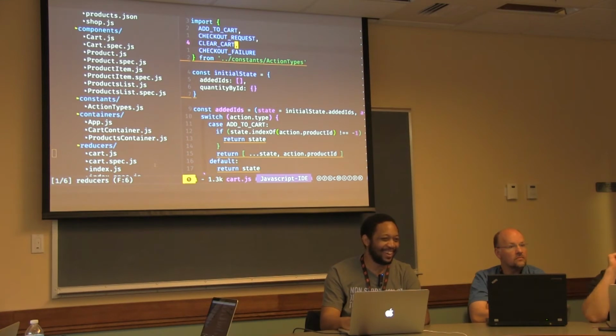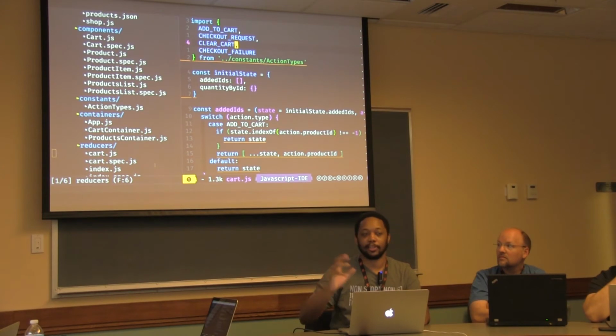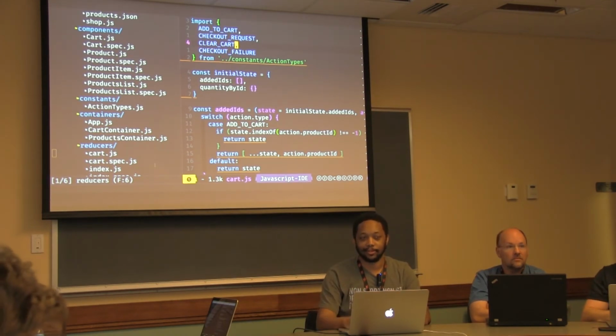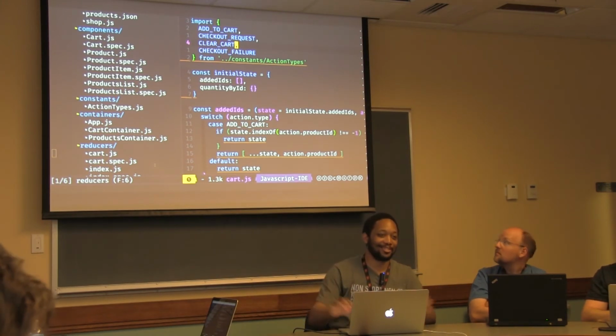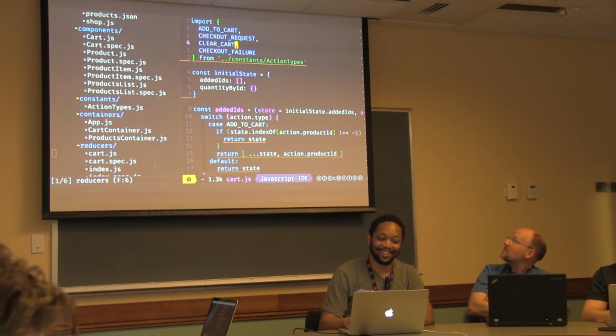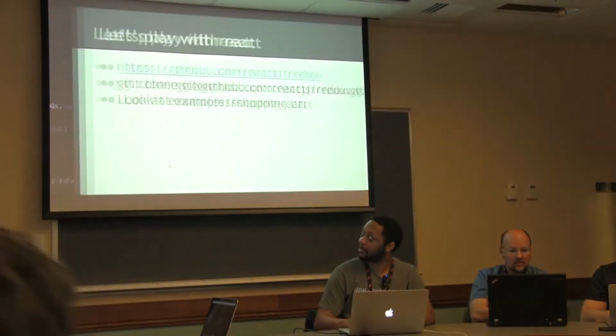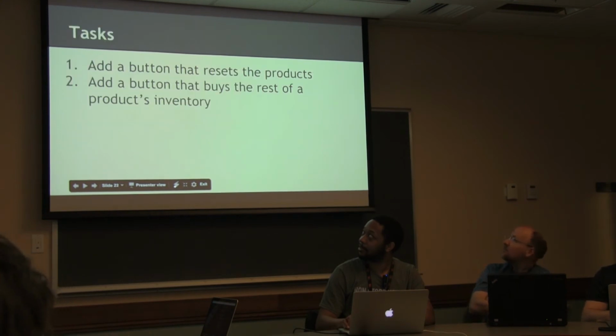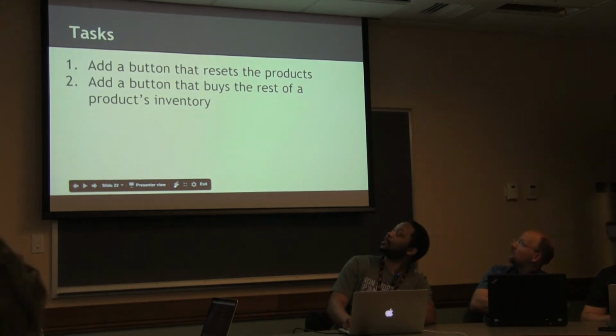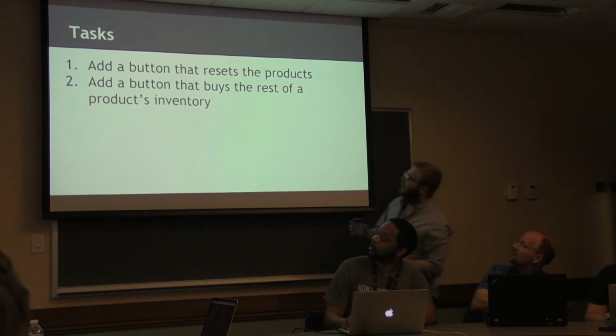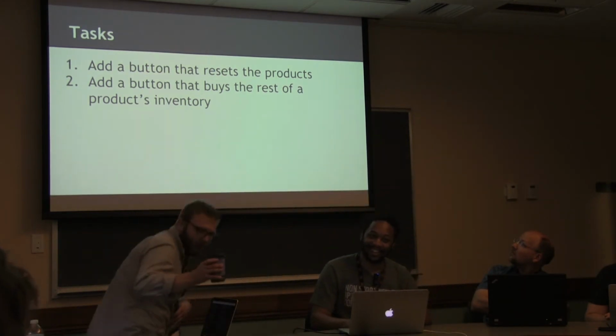Do you want to do another? We can do another. Like another complete example, or making the products go back? No, this is y'all's. Do something that updates the state also, instead of just putting a product, so that you have to pass in more than a dispatch. Like buying the rest of the product's inventory? Yeah, buy all.